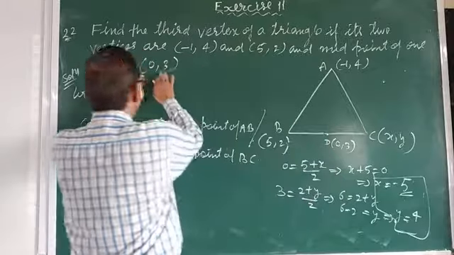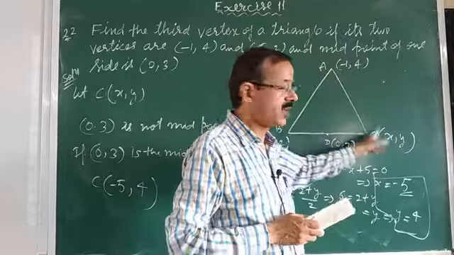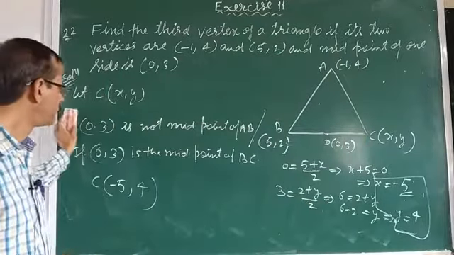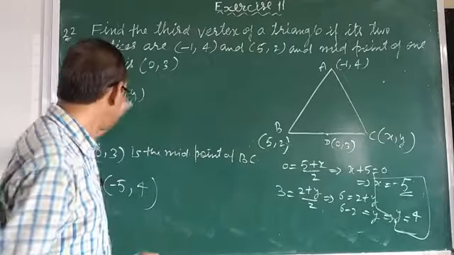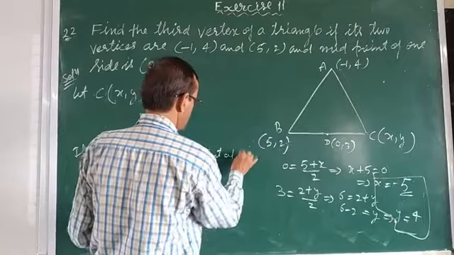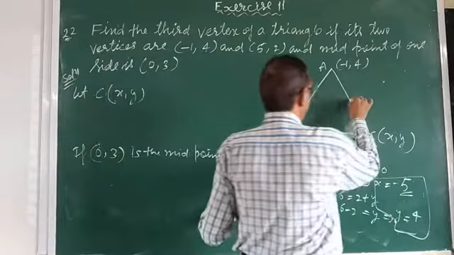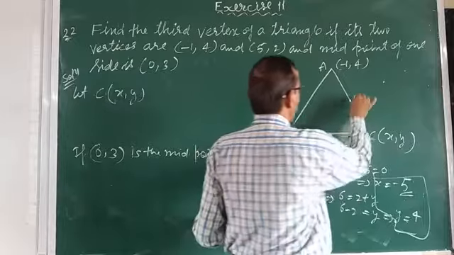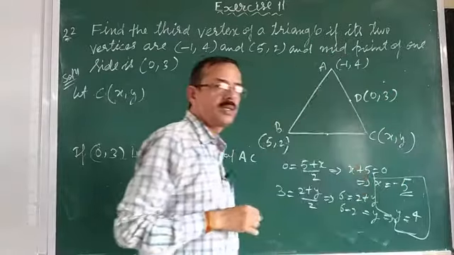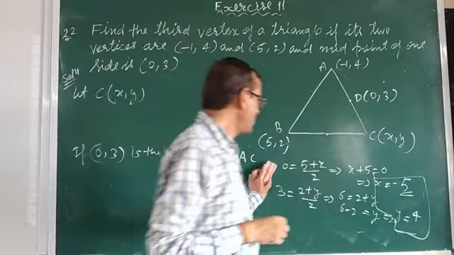Suppose this 0,3 is the midpoint of AC. If we take this 0,3 as the midpoint of AC, then what will happen? Let's see, if 0,3 is the midpoint of AC, suppose that D, which is here at 0,3, is the midpoint of that AC. In that case, what will be?